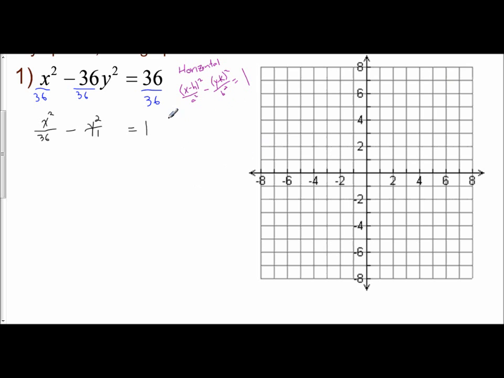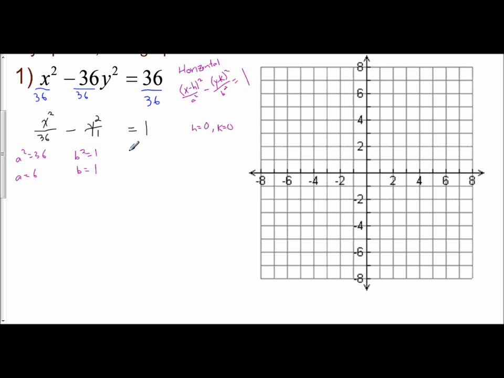After I identify whether it's vertical or horizontal and make sure it's in standard form, the next thing I do, like I've always done, is identify h, identify k, identify a, identify b, and c. So let's take a look. Here, h, k is 0 and 0 because you're not adding or subtracting anything from our x and y values. So that's h and k. Now let's look at a and b. Well, I see a squared is 36. That means a is 6. I see b squared is 1. That means b is 1.